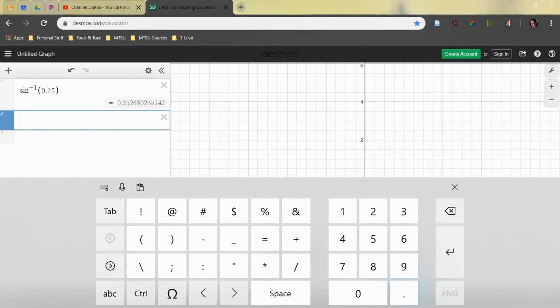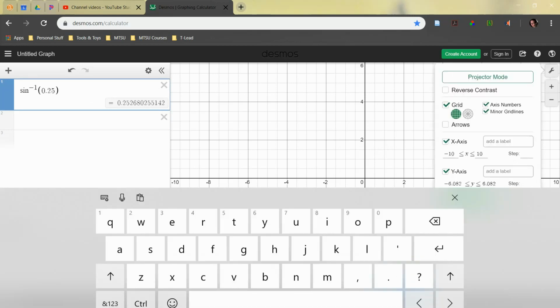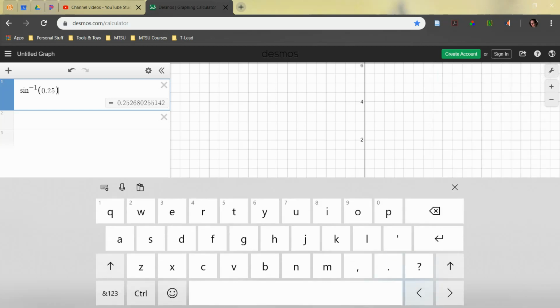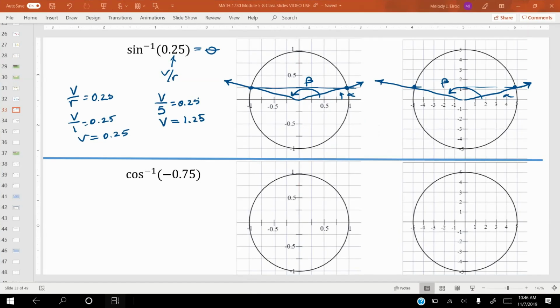0.25. Okay. It gave me one angle. That's all it gave me, this 0.2527. I'm in radian mode, right? So that's the angle that I'm getting. So that's interesting. Let's go back over here and take a look at what that implies. So when I found the inverse sine of 0.25, that gave me a single angle, and that angle was 0.2527. But I know that I should get two angles.